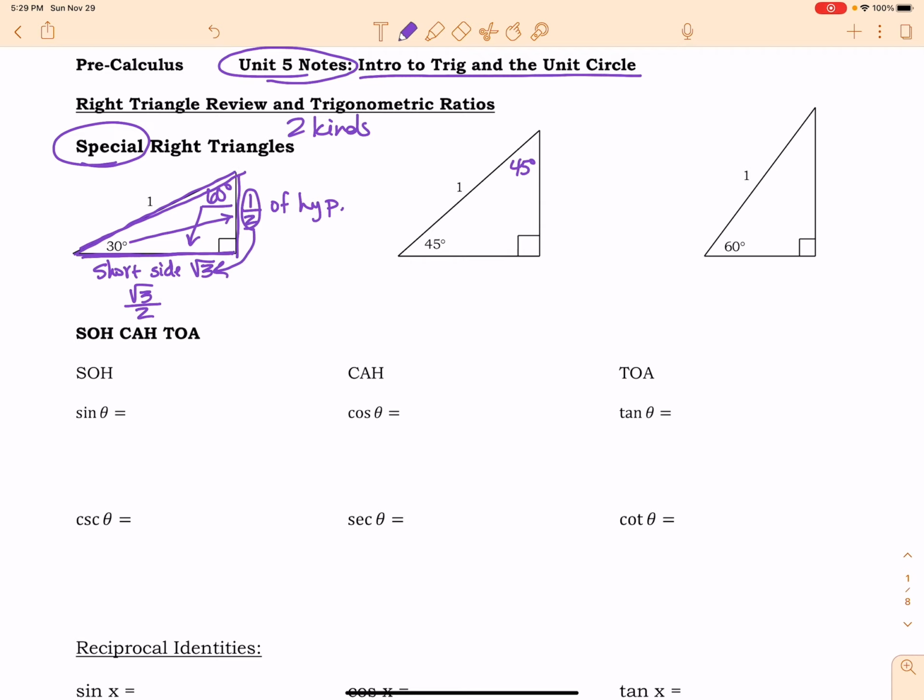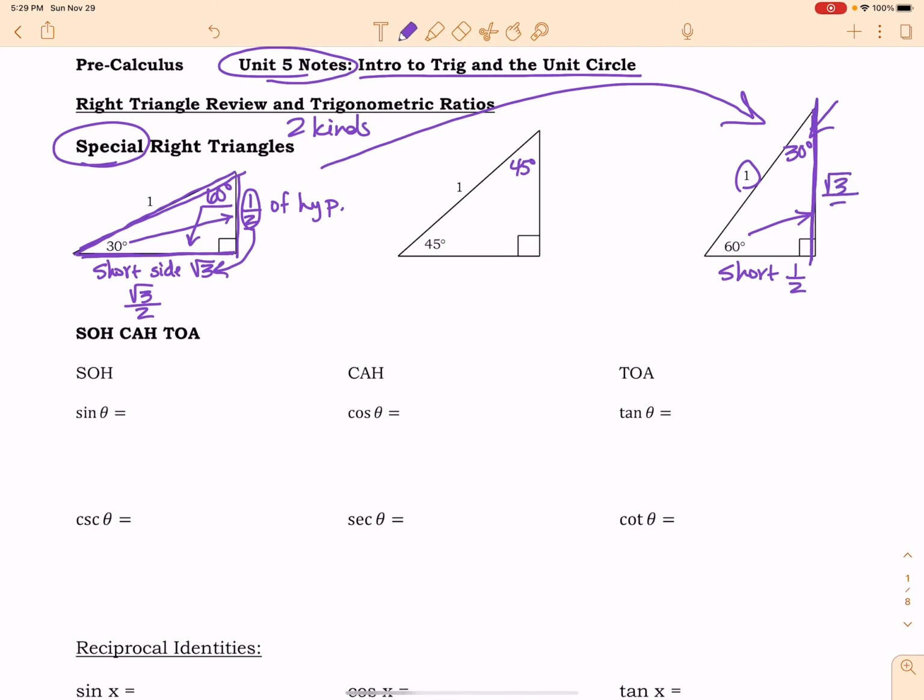So if we're looking at this one over here, it is also a 30-60 right triangle, but it's in a little bit different position. It's just turned around, so the 30-degree angle's up here. So now this is the short side, the side across from 30, so I'm just going to let that be 1/2 since my hypotenuse is 1. And then my other side, the other leg of my right triangle, is going to be radical 3 over 2, or radical 3 times 1/2.